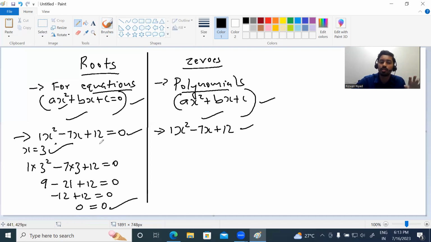In the same way, you can try x equal to 4 also. If you put x equal to 4, you will see this equation is satisfied. You can try. So these are the roots of the equation.